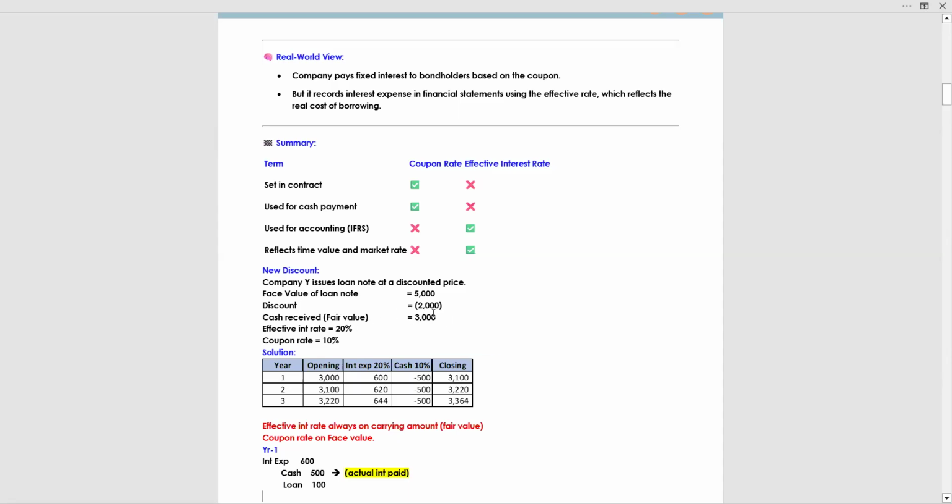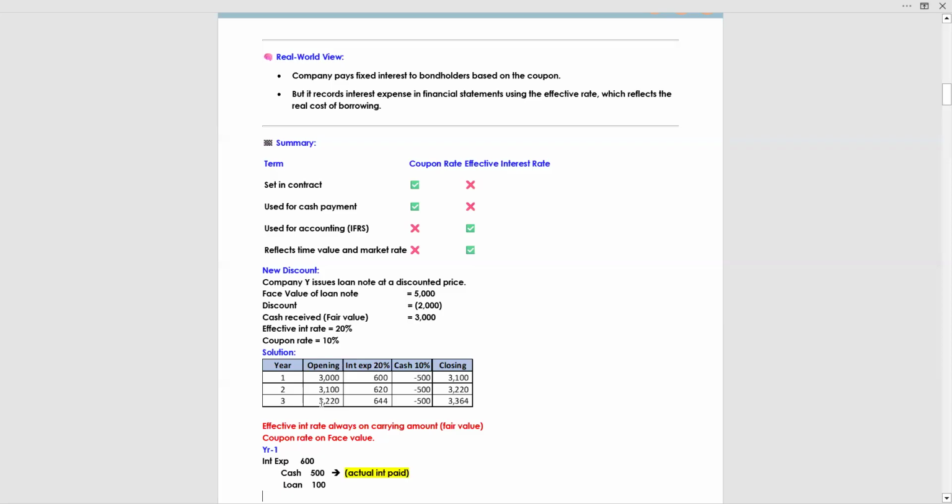Now you can see when we apply 20%, we apply 20% on the 3,000. This is the carrying amount, net fair value. So 3,000 will become your opening, and interest expense is 20% multiplied by 3,000, which is 600. Again, there is a coupon, meaning company Y is making payment at 10% of face value: 5,000 multiplied by 10% is 500. This gives you the closing of 3,100. This closing will become the opening of the second year. Again, 20% of 3,100 gives you 620, minus 500, gives 3,220.